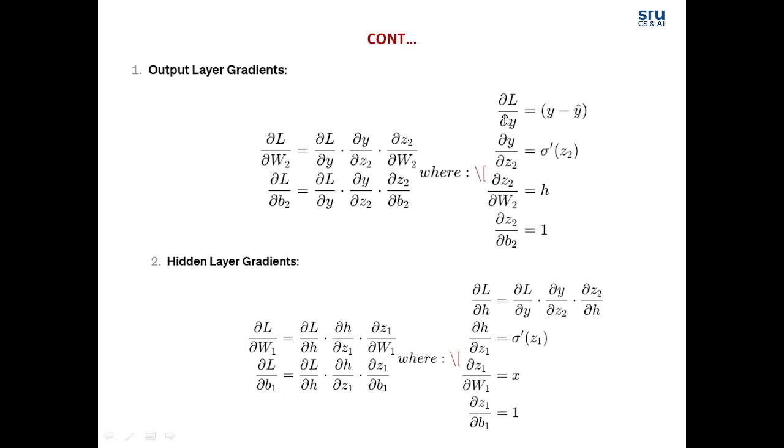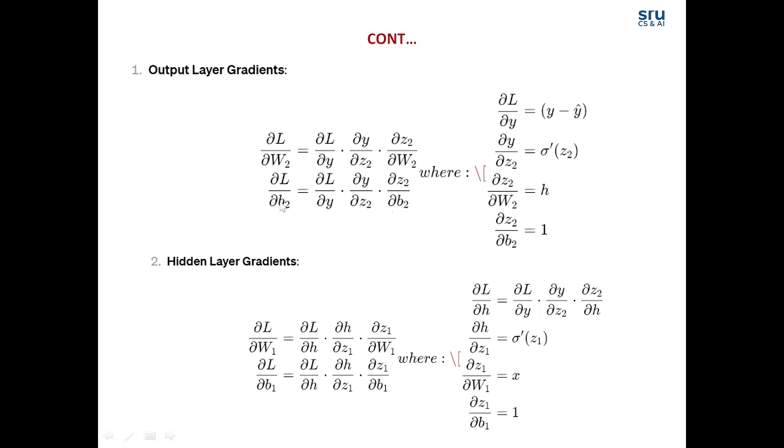And we know that the partial derivative of L with respect to y gives y minus y cap. And y with respect to z2 gives sigma dash z2. When we take the partial derivative of z2 with respect to W2, we get h, and the partial derivative of z2 with respect to b2 gives 1.